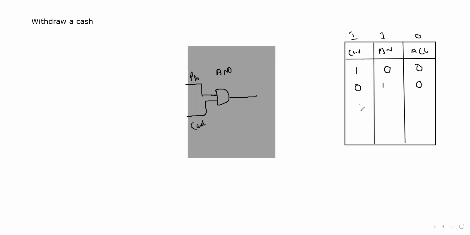If you enter a card which is machine readable and you enter a correct pin, then 1 and 1, both logics are 1. That time the output will be 1 and you will have access to your account, so you can withdraw cash. So the AND gate is used in the ATM. It uses the logic that when both inputs are correct or high, it will allow you to access. Otherwise, it will block your access. Is it clear? This example.